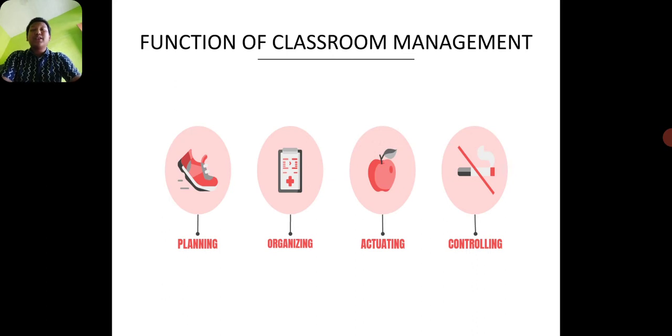The next is actuating in classroom. The process of influencing others to achieve organizational goals, actuating requires the teachers to actively model those behaviors which are imperative for learning. Number four is controlling in classroom. Controlling is the segment of classroom management which is most associated with the topic but which actually refers to discipline in the classroom.